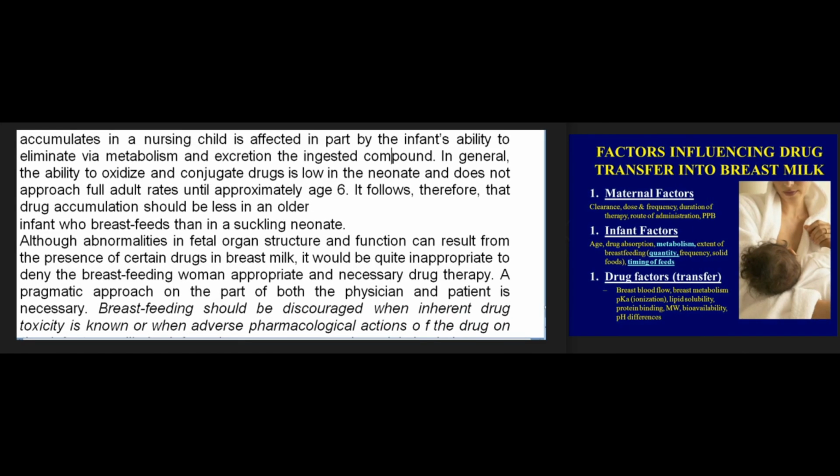Whether or not a drug accumulates in a nursing child is affected in part by the infant's ability to eliminate via metabolism and excretion the ingested compound. In general, the ability to oxidize and conjugate drugs is low in the neonate and does not approach full adult rates until approximately age 6. It follows, therefore, that drug accumulation should be less in an older infant who breastfeeds than in a suckling neonate.